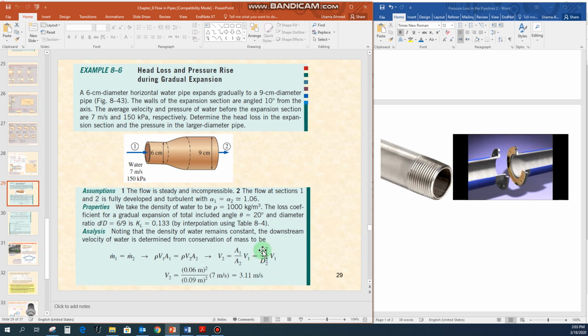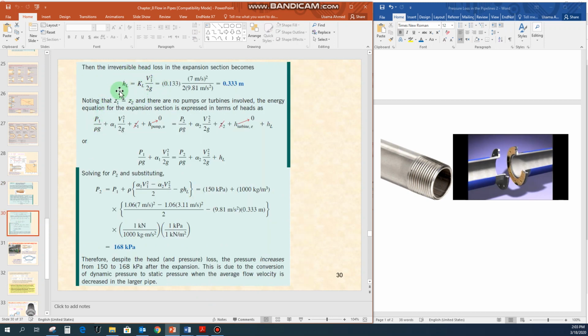When you rearrange the terms, the final equation is in the form of the diameter at the inlet, the diameter at the outlet, and the velocity at the inlet. You will put in the values, where D1 is the inlet diameter, D2 is the outlet diameter, and V1 is the inlet velocity given here, 7 meter per second. The velocity V2 that you calculated for this problem is 3.11 meter per second. The head loss equation is HL equal to KL V1 squared divided by 2g. The velocity you use here is 7 meter per second, and the other values you already know. It comes out to be 0.333 meter.